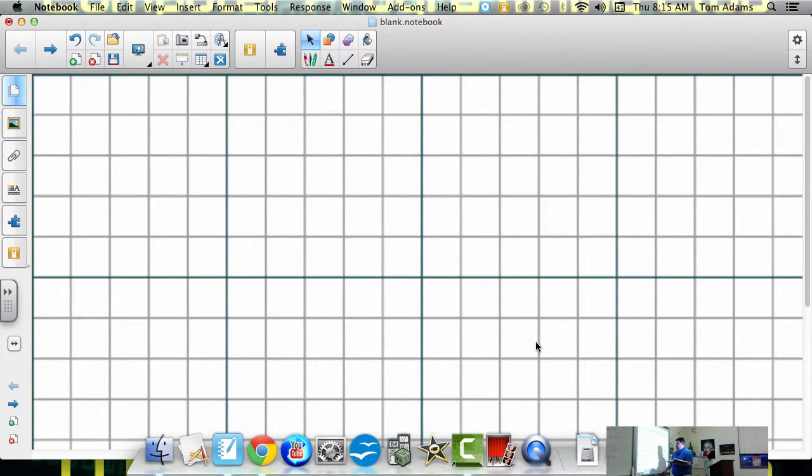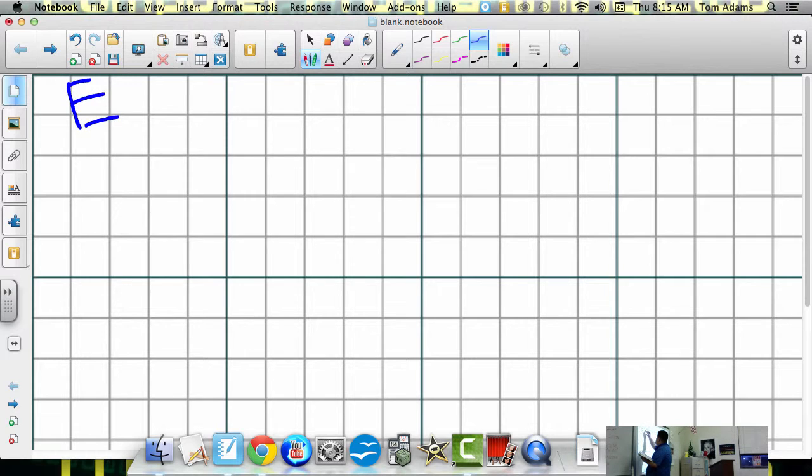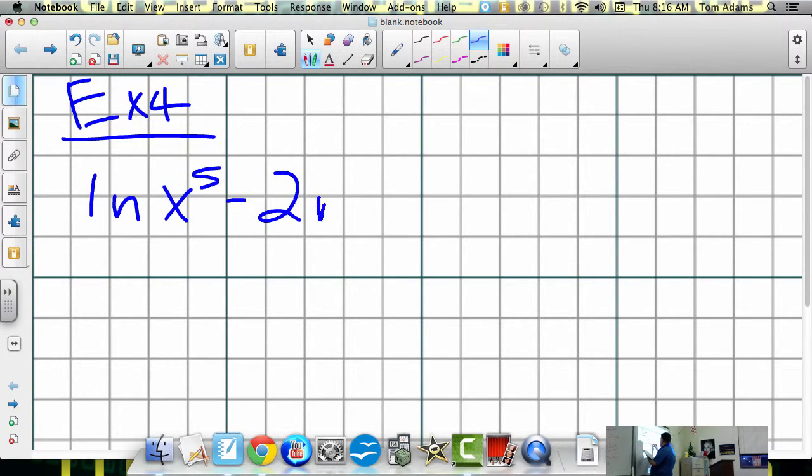So now we're going to work backwards. Now that we're experts in logs and properties of logs, example number 4 wants us to take this, the natural log of x to the 5th minus 2 times the natural log of xy, and condense it down to one natural log.